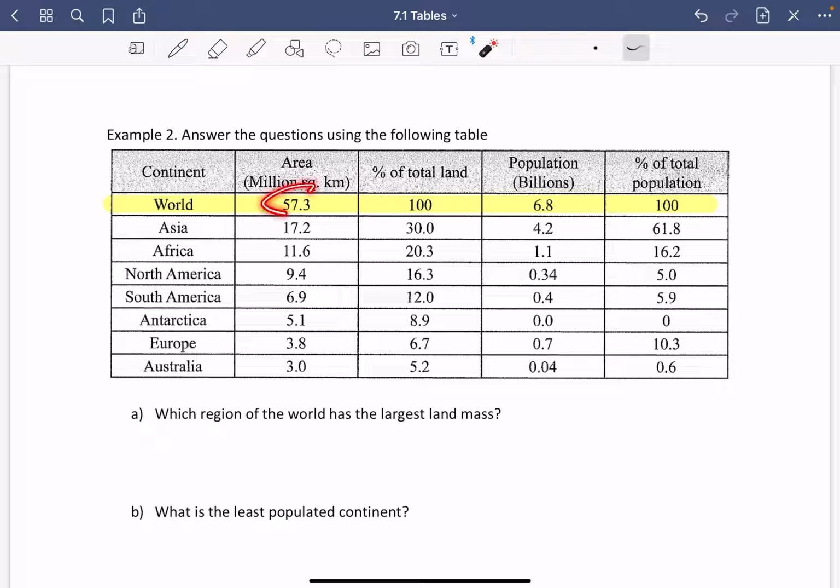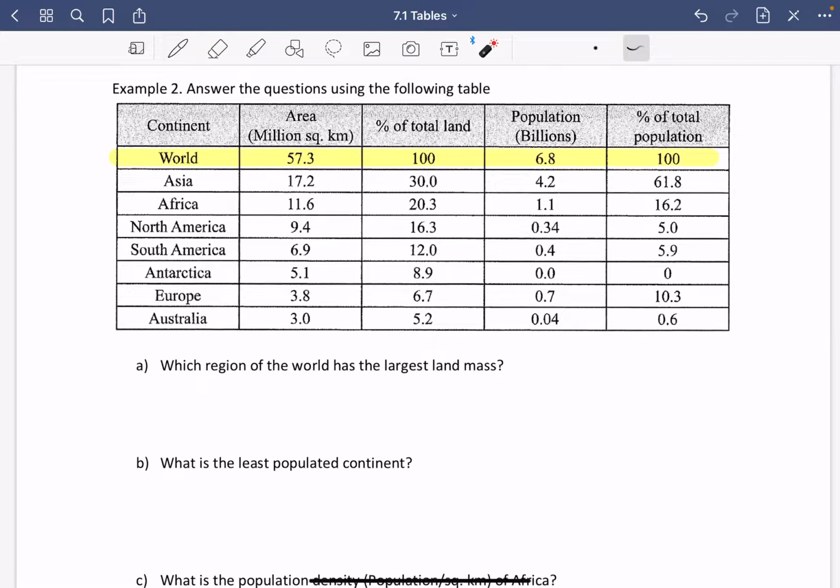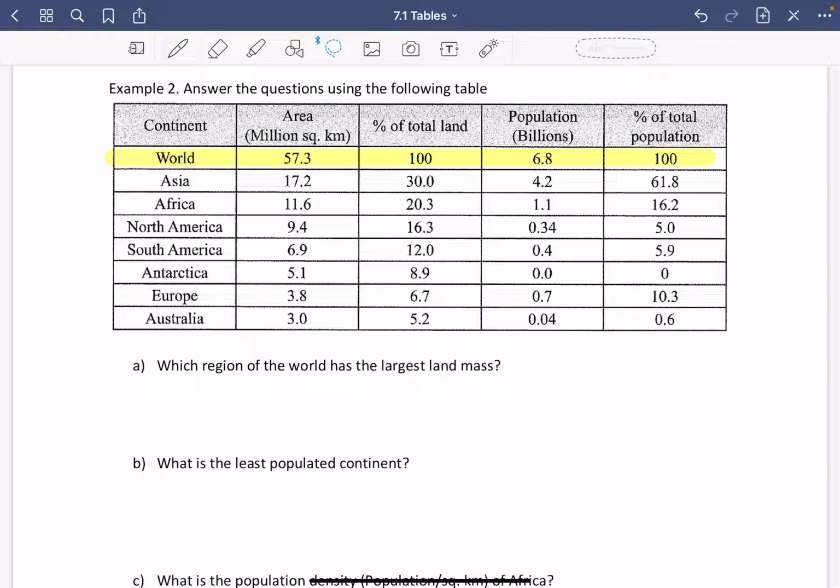So the total area of the world is 57.3 million square kilometers. And the total population in this world is 2.8 billion people. And that's the total, that's why it's 100%. So first question, which region of the world has the largest landmass?